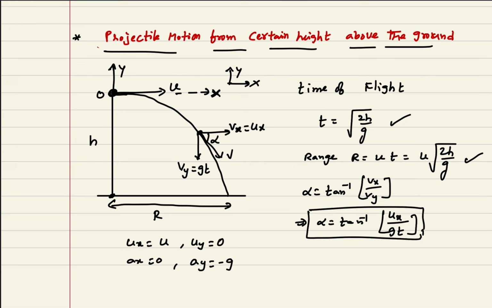This is the angle made by the velocity vector at any time t. Similarly, sometimes they will ask what is the displacement from the starting point to the ending point. Suppose this point is B and A, so AB is R, and if you want to calculate OB, you can write the square root of h squared plus range squared. That is the displacement of the particle. And the path of the particle, the trajectory, is a parabola.